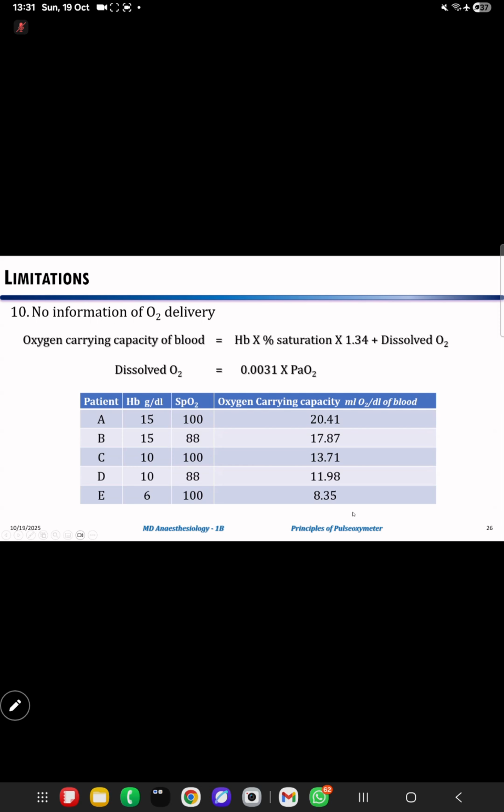So a pulse oximeter alone doesn't give a clue about the delivery of oxygen. It gives only the percentage saturation of the hemoglobin. So you can see the chart which I have given at the bottom of this slide.